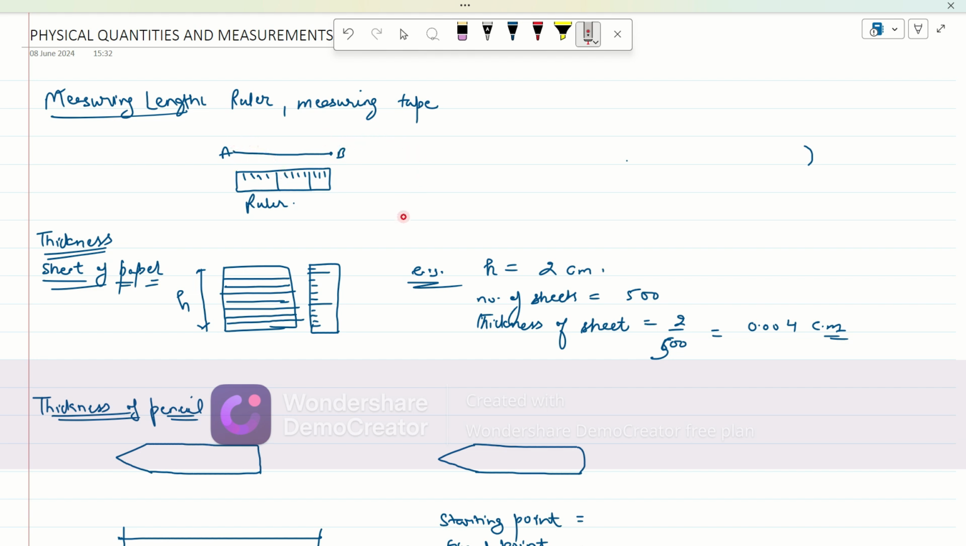Now, if I ask you, how can you measure the thickness of a sheet? One sheet of paper is there and you have to measure thickness. Then what technique can you use? First of all you will take a ream of sheets. Let's say we are having 500 sheets. We can make a stack of these sheets. Then we can measure the height of this stack. Let's say it is 2 centimeter and the number of sheets is 500. Then to find the thickness of a sheet, we can divide this height by the number of sheets. So 0.04 centimeter we are getting. This will be the thickness of one sheet.